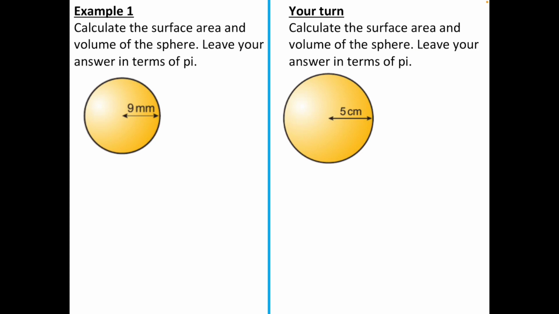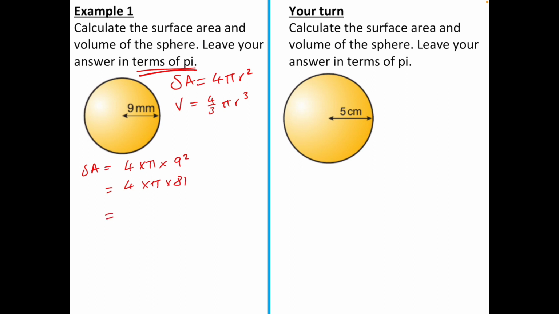So my two formulas were surface area is 4 pi r squared and volume was 4/3 pi r cubed. Okay, both of these answers are wanted in terms of pi. So for surface area, we're going to have 4 times pi times r squared. Well, r is 9. This gives me 4 times pi times 81, which is the same as 324 pi. It's a surface area, that's area, so we're going to be in millimetres squared. We started with millimetres, we finish with them.